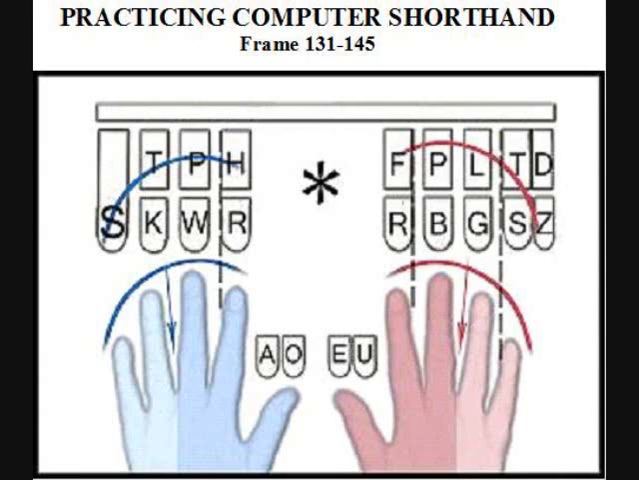Okay, this is the 9th tape in Practicing Computer Shorthand, and it covers study frames 131 through 145. Okay, the first frame is 131, the final ND. This is a very, very common sound in the English language. It's not really the most convenient stroke necessarily. There are a couple ways you can deal with that.